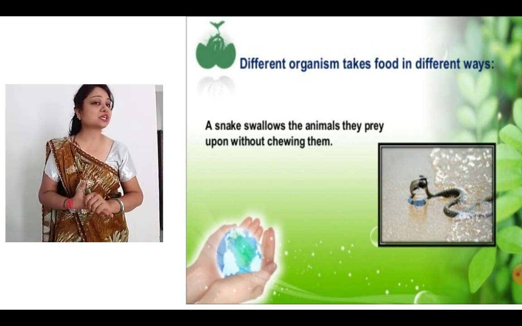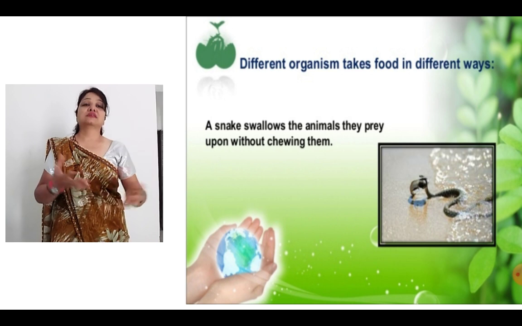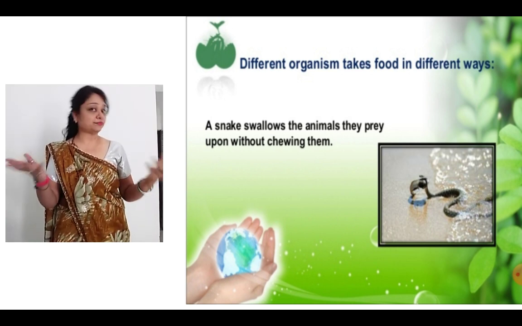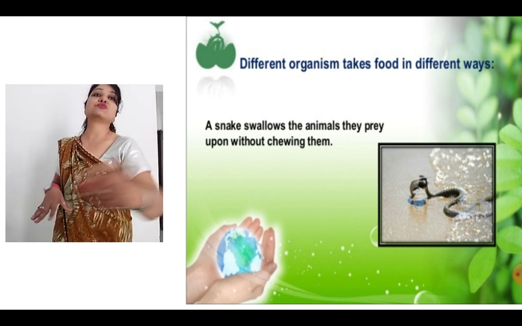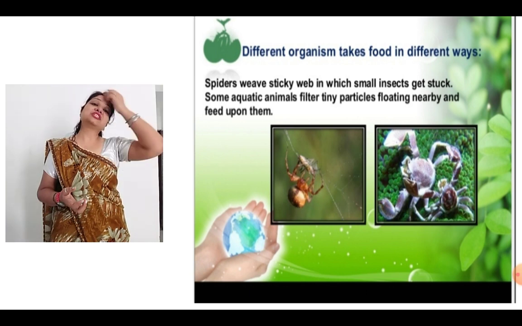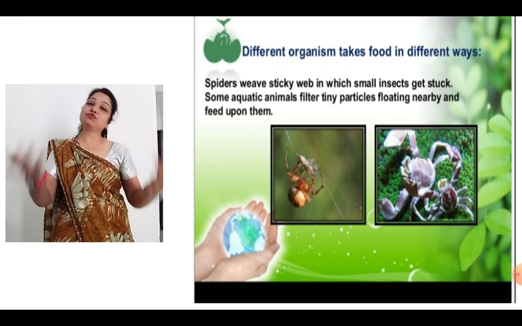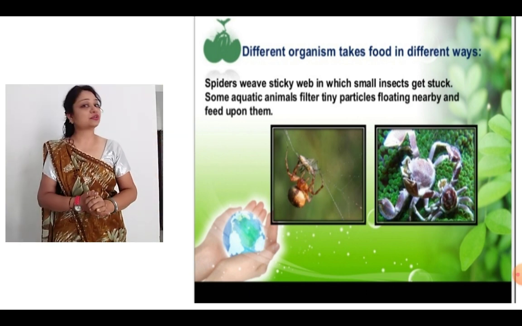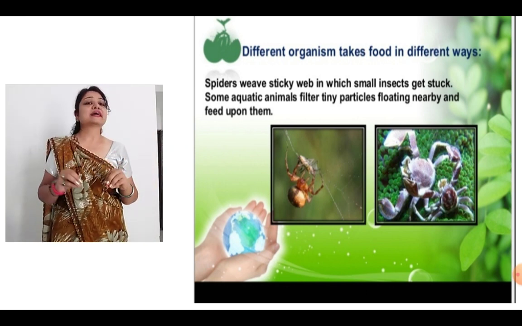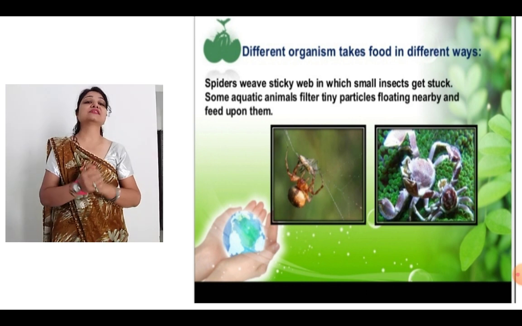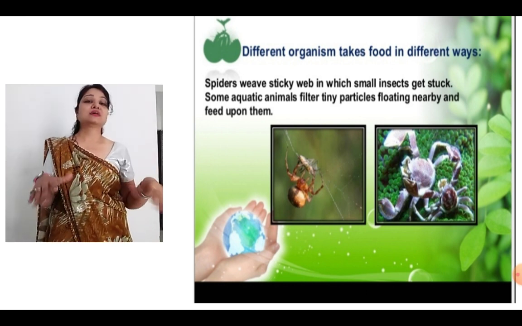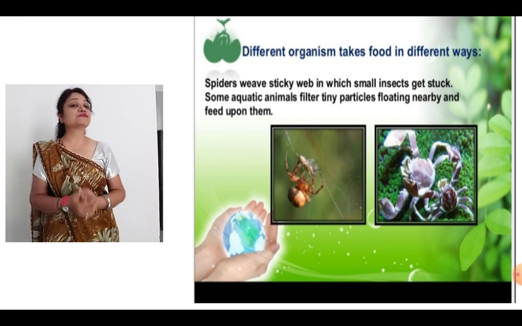Next picture is of a snake. You know that they swallow the animals they prey upon without chewing them. Directly they swallow. You must have seen the Anaconda movie. Yes. The next picture is of spiders. They weave, you know that very well, but still I am giving the introduction. They weave the sticky web in which small insects get stuck, and some aquatic animals filter the tiny particles floating nearby and feed upon them. So these are examples of many organisms.